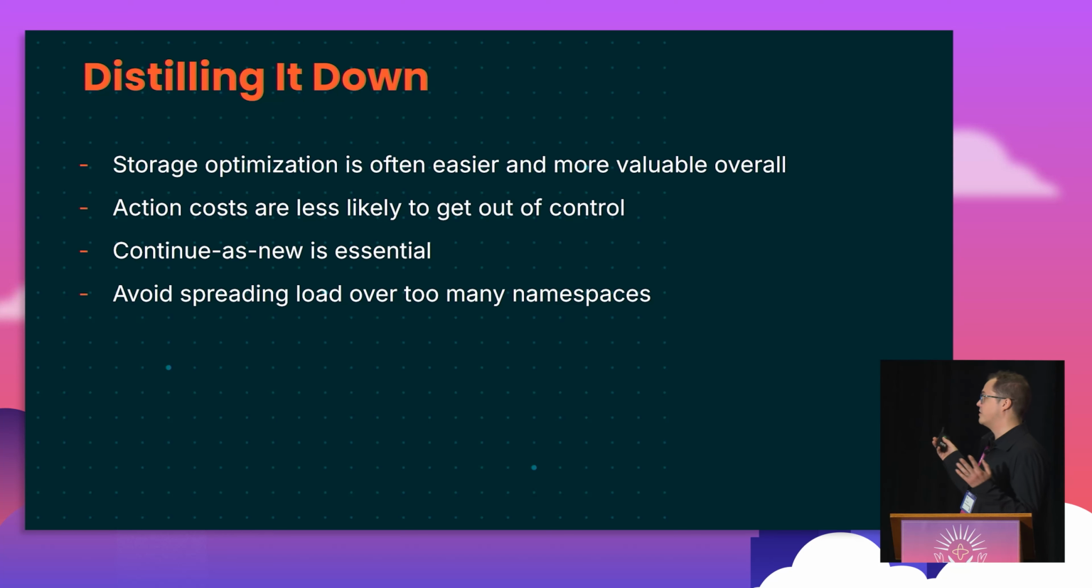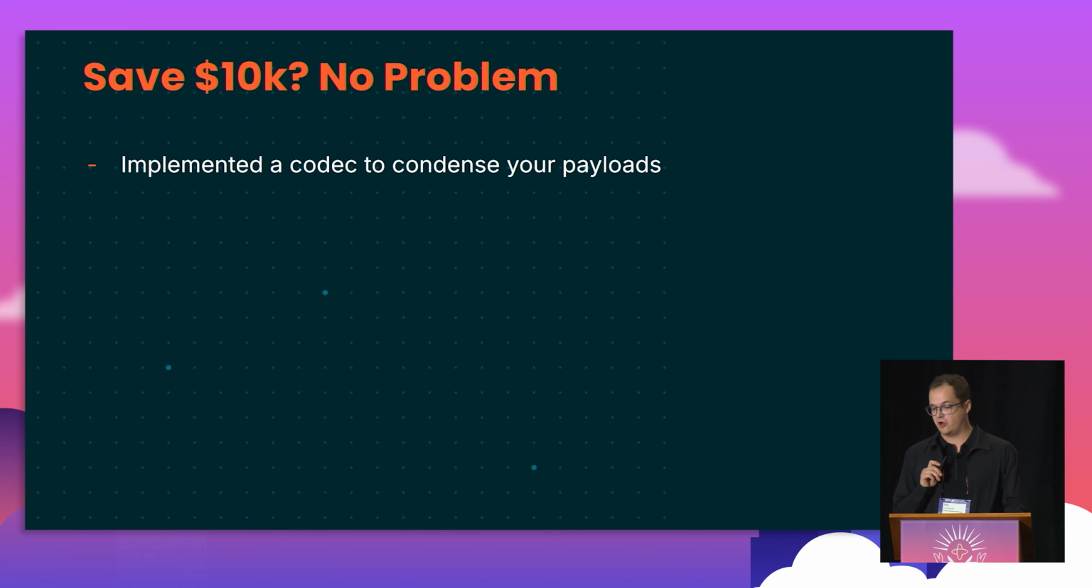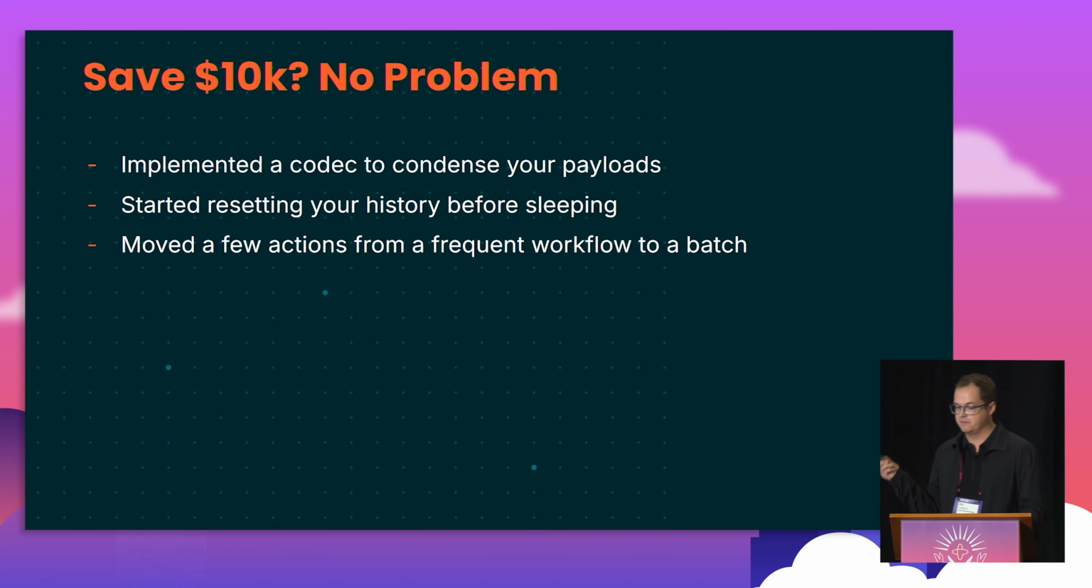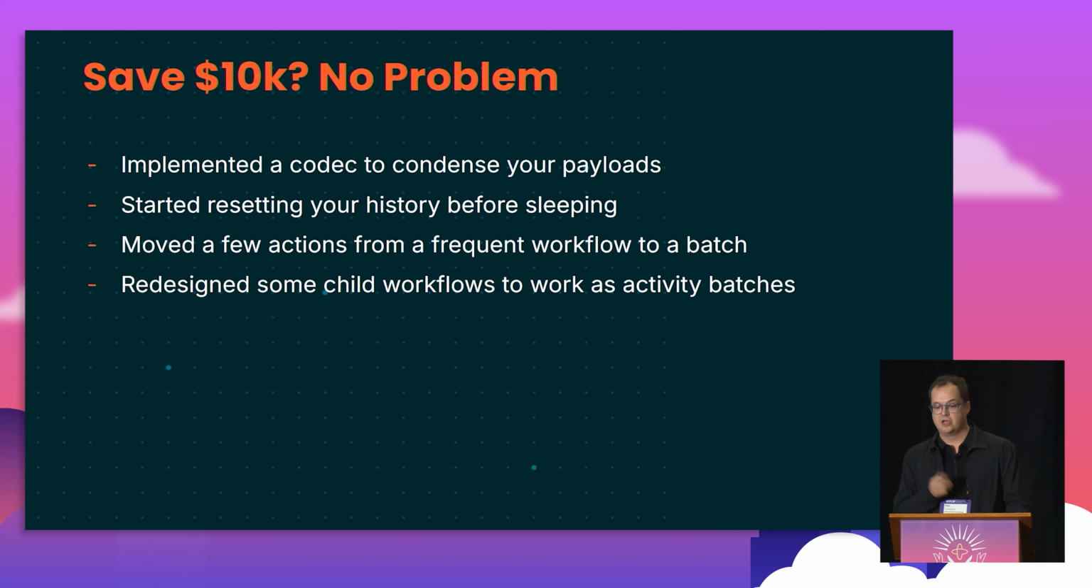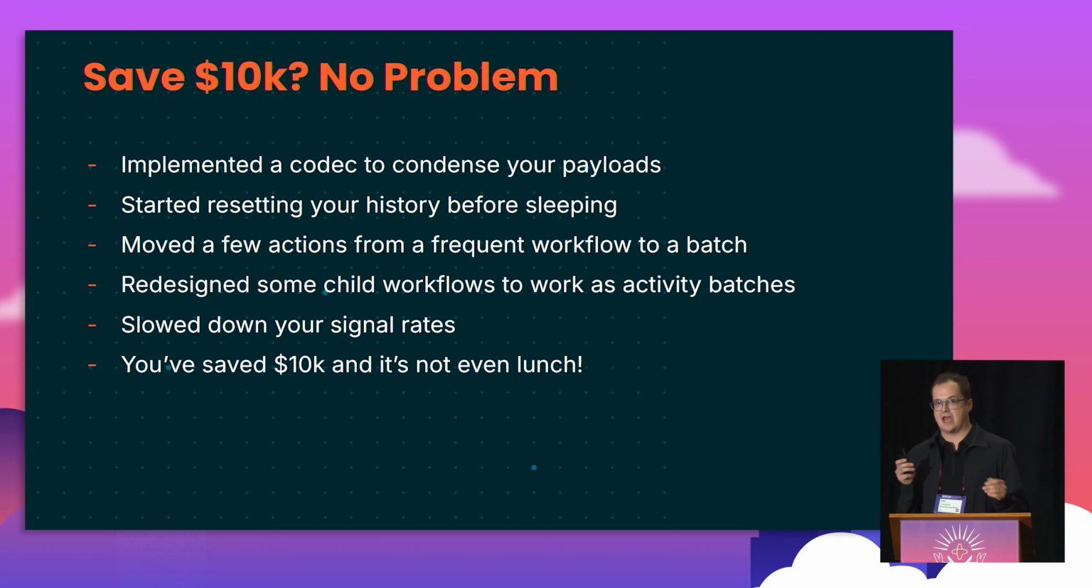So armed with all this knowledge that I've given to you over the last 30 slides or so, we go back to our boss and we say, you know what, you needed 10K or so? Not a problem at all. I've implemented a codec to condense your payloads. I've started restarting our history before we sleep, moving a few of our actions from a frequent workflow into a batch. We've redesigned some child workflows to move them as activity batches into the parent. And we've slowed down our signal rates. We've saved 10 grand at least, and the morning's barely gotten started.